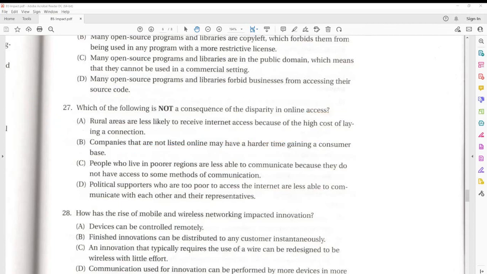The books say A, but it's wrong. Is that okay?